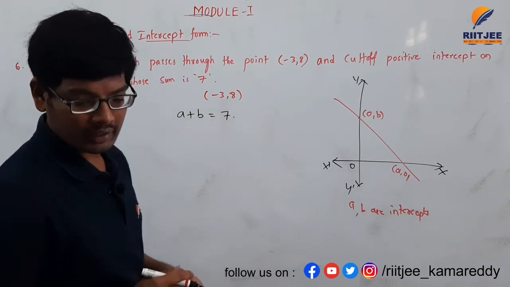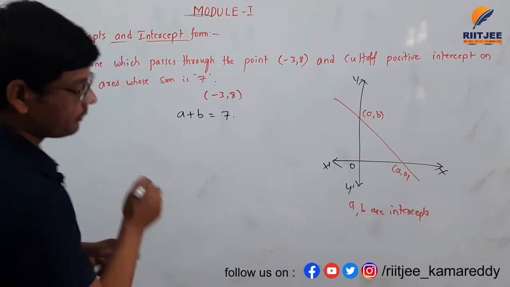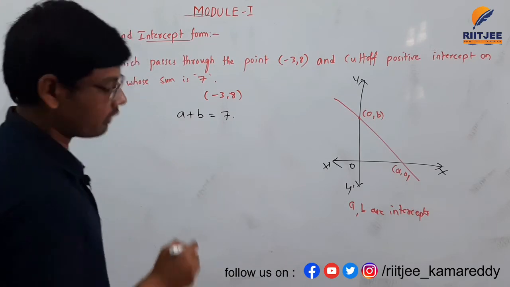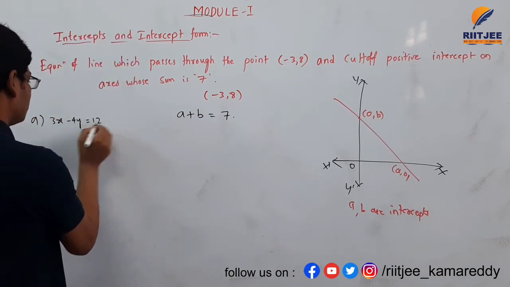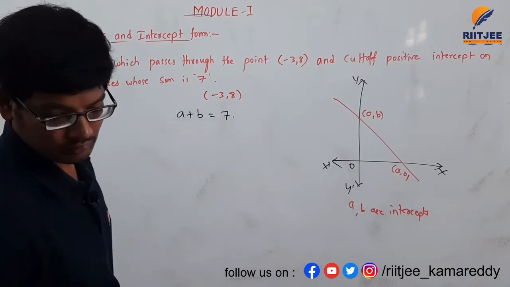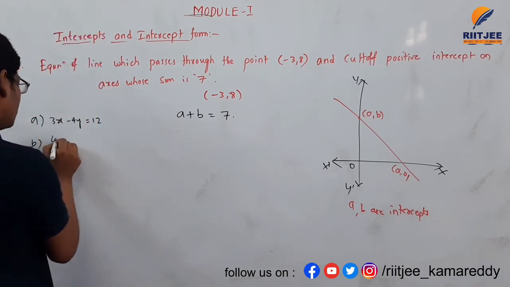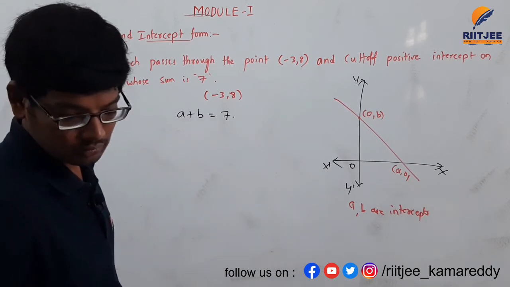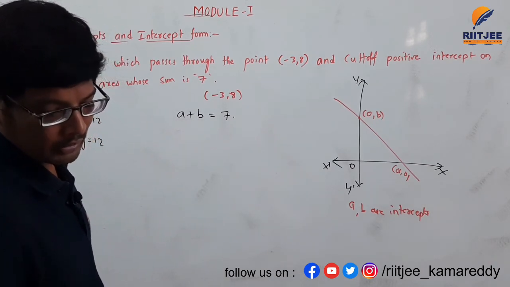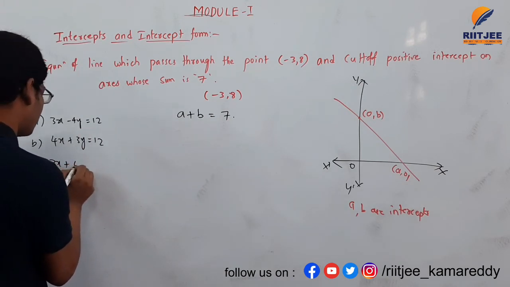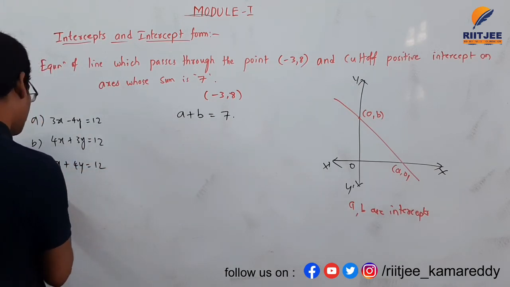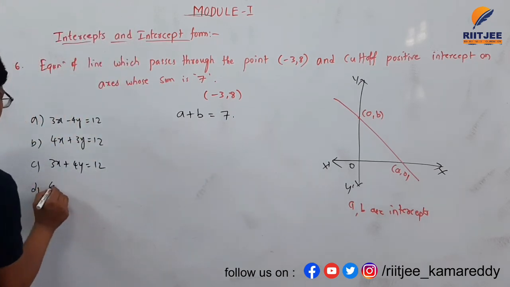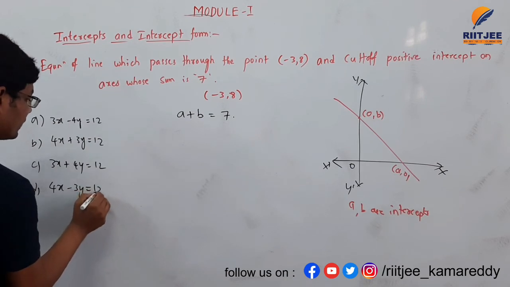The options are: option A, 3x minus 4y is equal to 12; second, 4x plus 3y is equal to 12; third, 3x plus 4y is equal to 12; and fourth, 4x minus 3y is equal to 12.